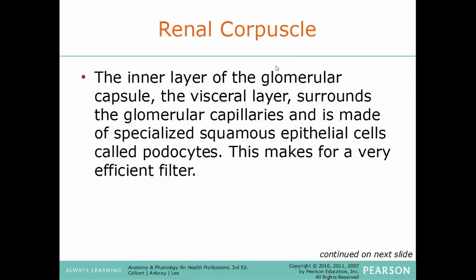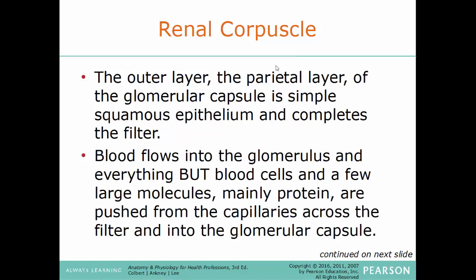The inner layer of the capsule, the visceral layer, will surround the glomerular capillaries, and it's made up of very specialized squamous epithelial cells called podocytes. These make for a very efficient filter. The outer layer, the parietal layer of the capsule, is simple squamous epithelium. It will complete the filter.